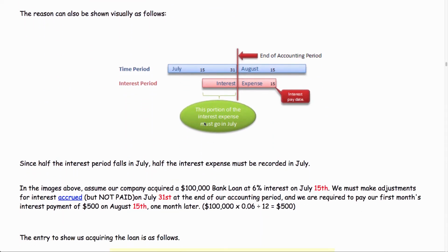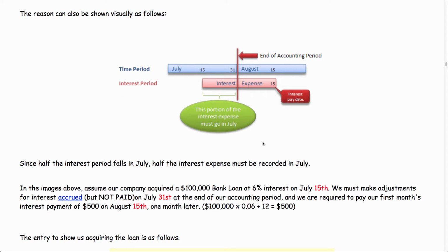Take a look at this illustration. This is why. If this is time going along, we took the loan out here on the 15th, and we're going to pay our first interest payment on August 15th. So our interest period is this month-long period. But our accounting period ends where this red line is, at the end of July. This portion of interest from the whole interest period, which concludes with our payment, has to be recorded as expense in July. And this portion has to be recorded as expense in August.